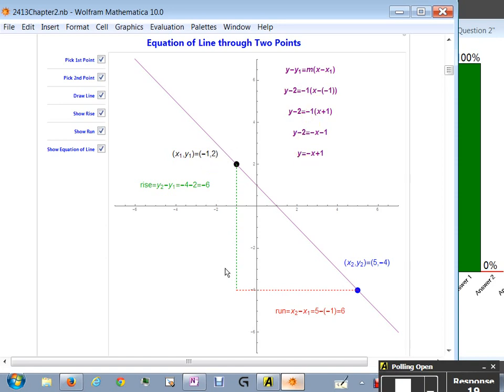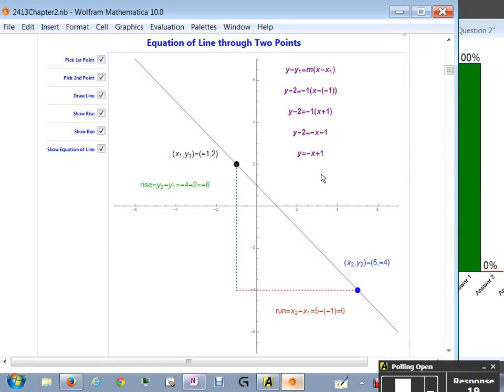So in this particular problem, what was our slope? It was this divided by this, right? So -6 divided by 6, which is -1. So I replace the m with -1. I replace x1 with x1, which was -1. I replace y1 with 2. And then I have the equation. I just move everything to one side, and I have my line.